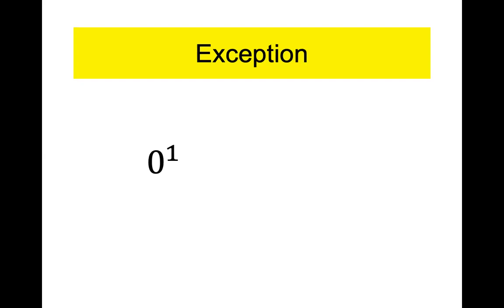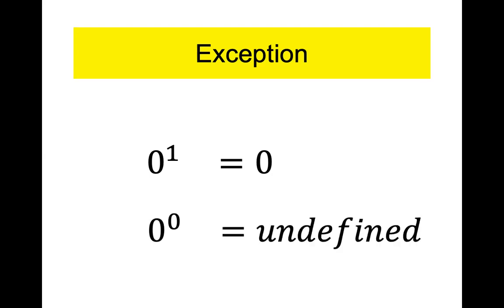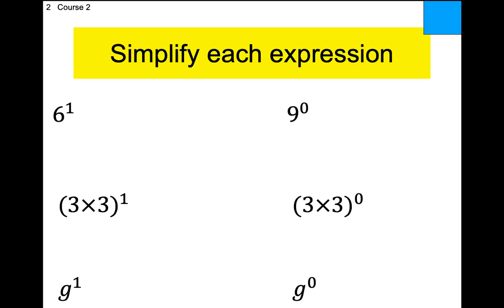So what's 0 to the first power? 0. Because anything to the first power is itself. So that's not the exception. The exception is this one. 0 to the 0 is undefined. Undefined. There isn't an answer. We okay? Yeah. All right.